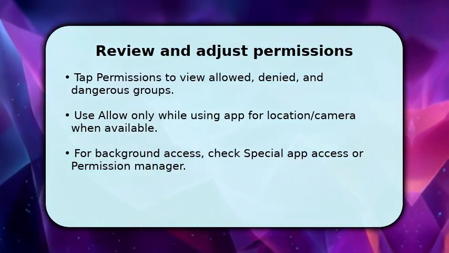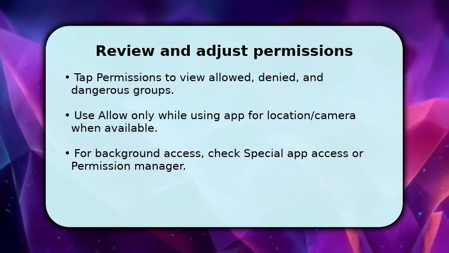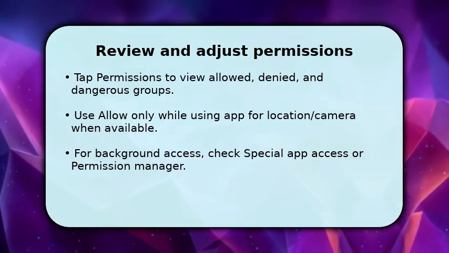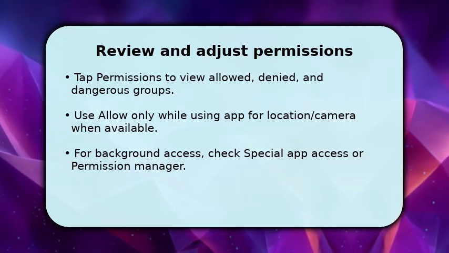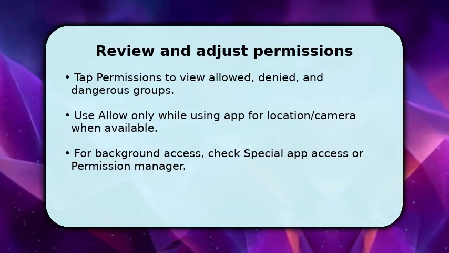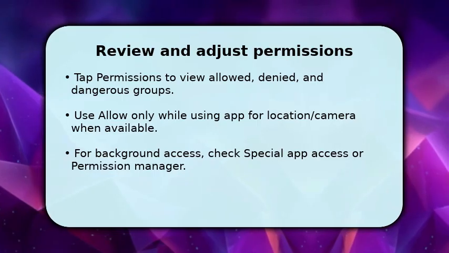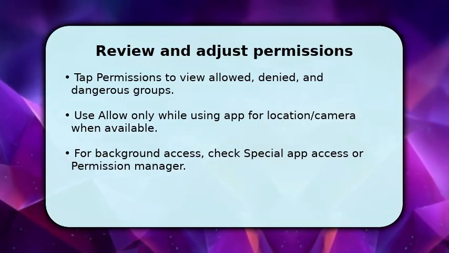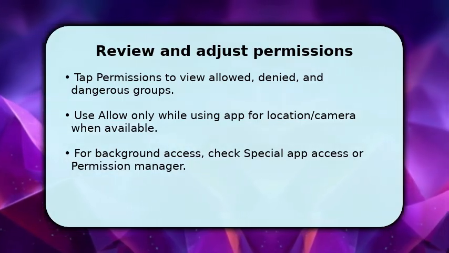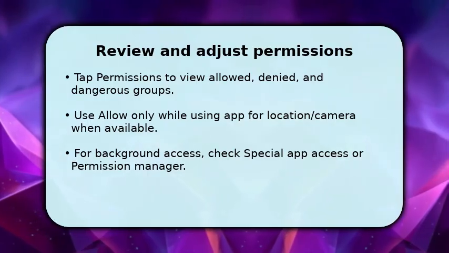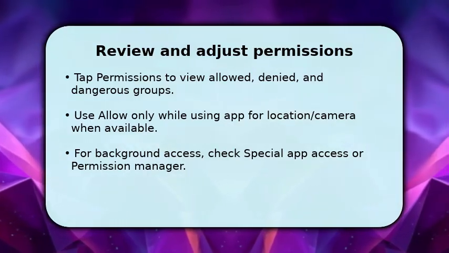Once you modify one permission, test the app flow that uses it so you confirm behavior. Make sure to visit Permission Manager or Special App Access for background location, battery optimizations, or install unknown app. Finish by revoking any permissions the app doesn't need and force stop or restart the app so changes take effect.